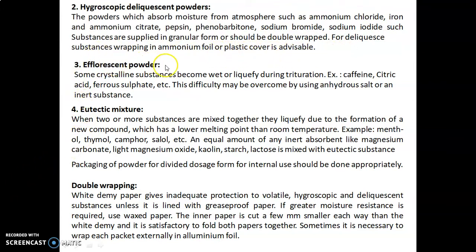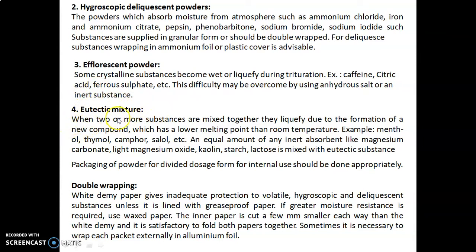Third one, that is for efflorescent powder. Some crystalline substances become wet or liquefied during trituration, for example caffeine, citric acid, ferrous sulfate, etc. This difficulty may be overcome by using the anhydrous salt or an inert substance.